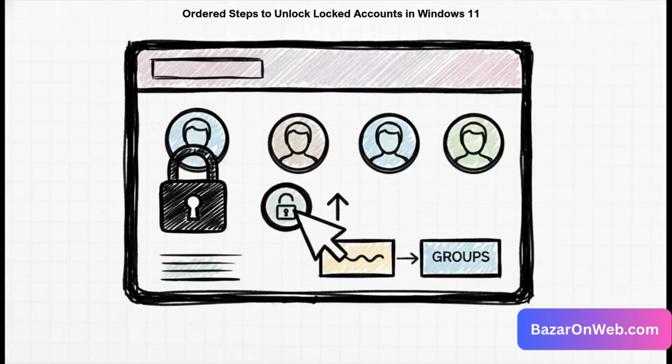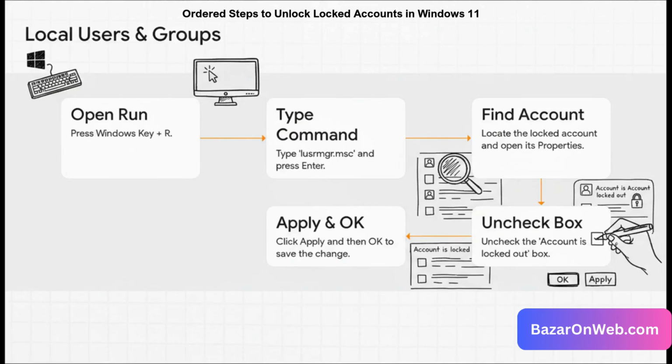First up, the visual method. This one's perfect if you prefer using your mouse and clicking through menus instead of typing out commands. It's kind of like a dedicated control panel just for managing all the people on your computer. All right, so to make this happen, just follow these steps. First, hit the Windows key plus the R key at the same time to pop open the Run box. Then type in lusrmgr.msc, don't worry about what it means, and hit Enter. From there, just find the account that's locked, open up its properties, and uncheck one little box. Account is locked out. Click Apply, and you are done. It's a clean, surgical fix.